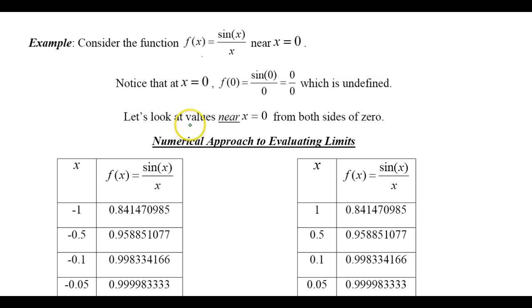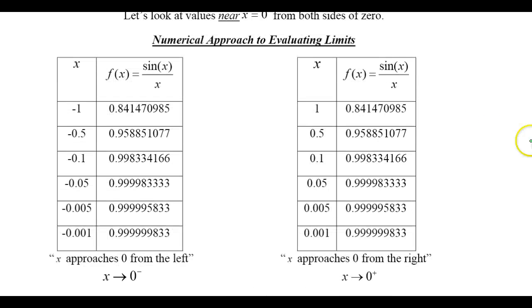So instead, we're going to look at values near x equals 0 from both sides of 0. So let's go ahead and take a look at these two tables. So this is considered to be a numerical approach to evaluating limits. When I say a numerical approach, it means we're going to create a table of numerical values. We're going to substitute into the function, into sine x over x, values that are pretty close to 0 from both sides of 0, so from the left side of 0 and from the right side of 0.